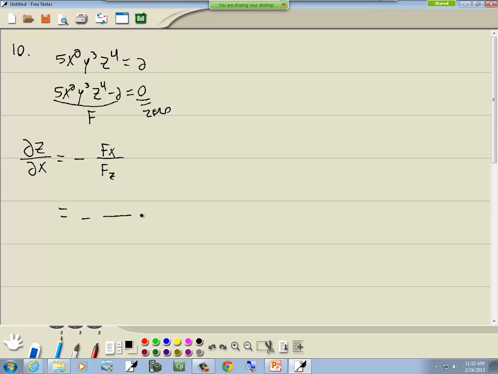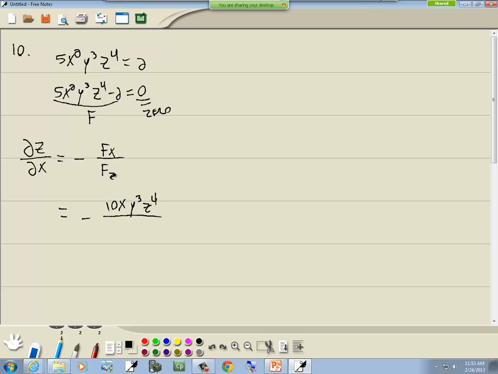Partial with respect to x. Everything else is a constant. Of course, negative 2 always drops away, so we don't need to even worry about that. But the y and the z are constants, so they just remain. The derivative of x squared is 2x. So 2 times 5 is 10, so we'll have 10x, y to the third, z to the fourth.